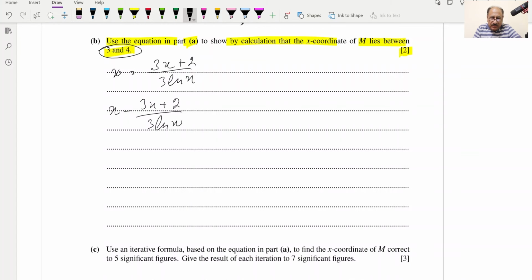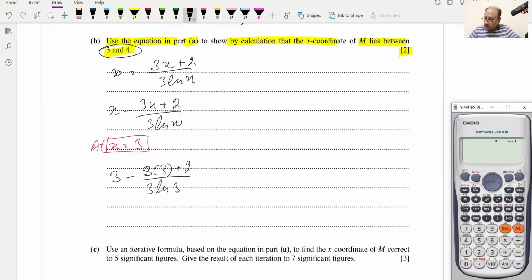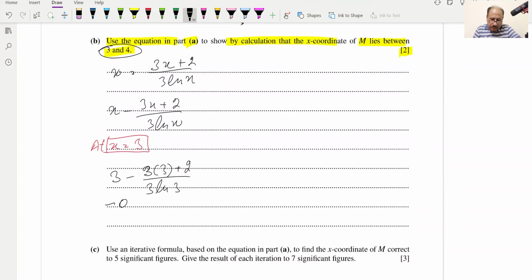So if we replace at x is equal to 3, our equation will become 3 minus (3 into 3 plus 2) over 3 log 3. If we calculate this, 3 into 3 will be 9, 9 plus 2 will be 11, so 11 over 3 log 3, and this will give us 3 minus 3.3375, which is 0.3375. This will be the value.